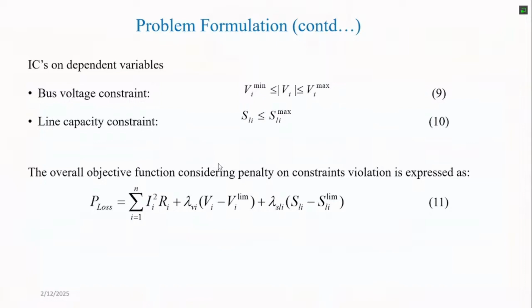And similarly we have added another penalty factor over there. It is mainly for line loading, how much loading is there. So finally our objective function will become something like this. Here we are dealing with dependent variables based on penalty factor methods.